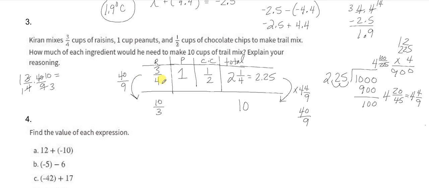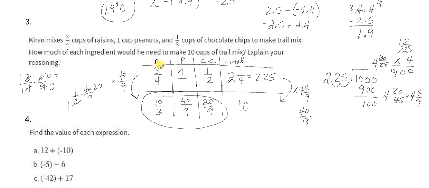We got to do 1 times 40/9, which is just 40/9. And then 1/2 times 40/9. So 1/2 times 40 over 9. 2 goes into that once, into that 20, so that would be 20/9. And then if you add all these up, of course this would have originally been 30/9. 30 plus 40 plus 20, 70, 90 over 9, and that would be equal to 10. So you keep your ratio the same. You got a really weird constant of proportionality, but those are your answers right there for raisins, peanuts, and chocolate chips. They come out really strange.